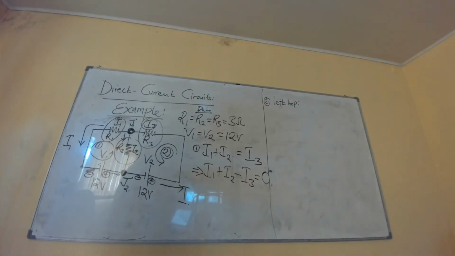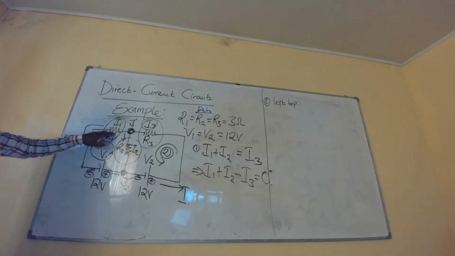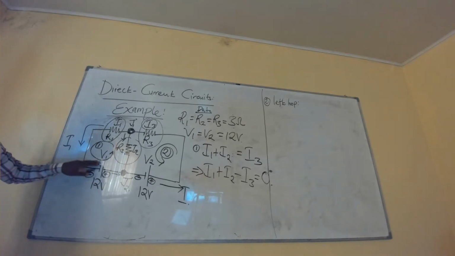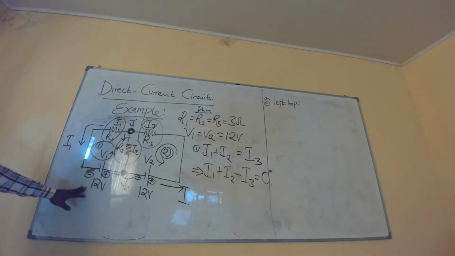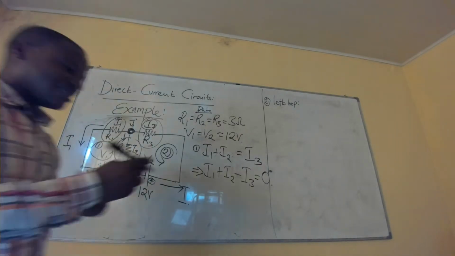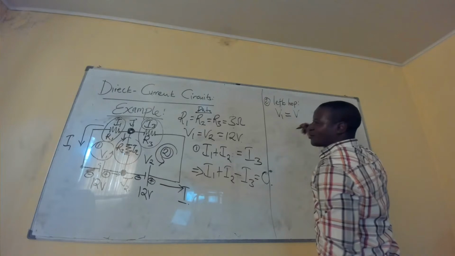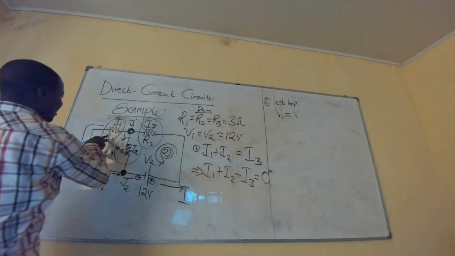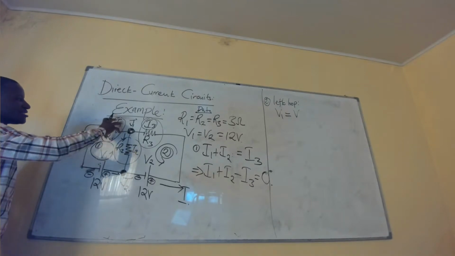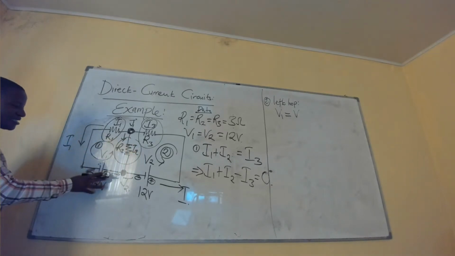Now, how do we solve for the first loop? We know that the total voltage across R2 and R1 must be equal to our total voltage, which is V1 here. So straight away we know that V1 must be equal to the voltage across R2 and the voltage across R1 combined.